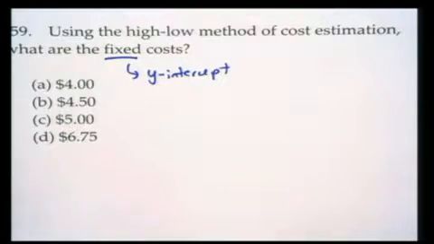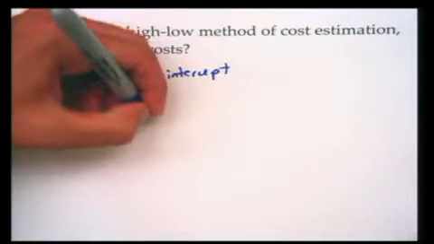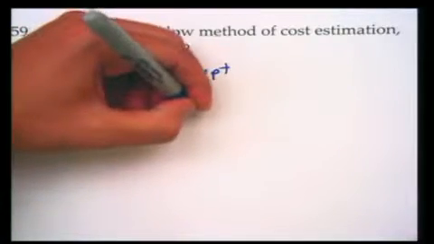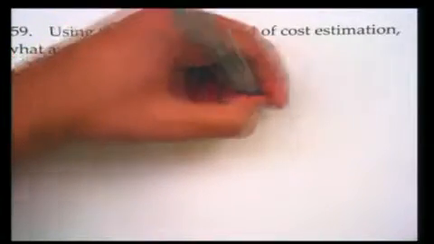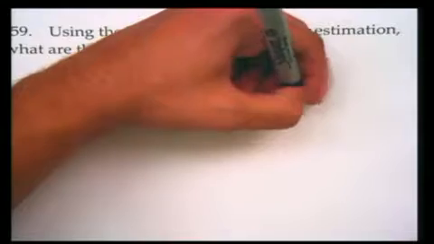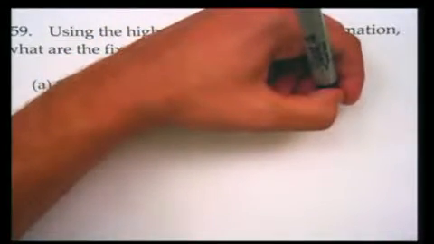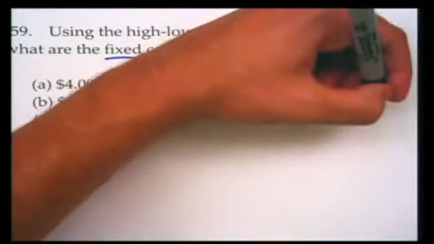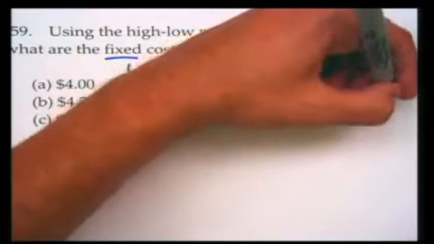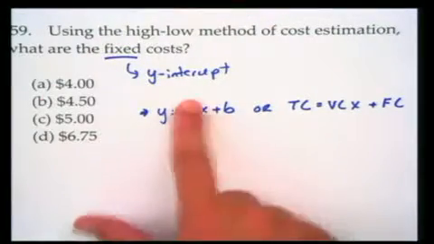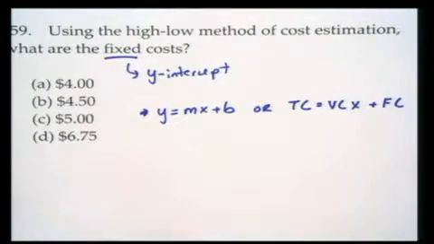Well, let's see. We know that the equation of a line is always y equals mx plus b, or the way your professor says it, total cost equals variable cost times x plus fixed cost, whatever, same thing. You get the basic idea. I'm going to use this because it's algebra. You all know that. So let's pick any of the 2 points we wish. It doesn't matter which one, either of the 2 points.